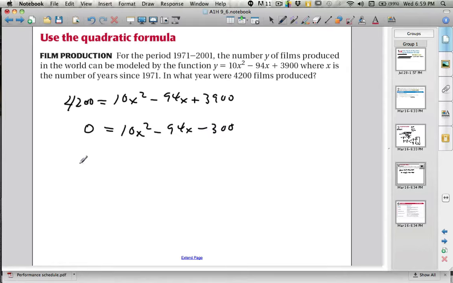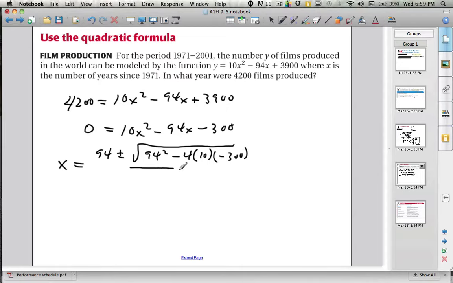It might make sense at this point to go with the quadratic formula. So I'm going to take the opposite of b. The opposite of negative 94 is 94, plus or minus the square root of 94 squared. That's going to be a big number. Minus 4 times a, which is 10, times c, which is negative 300. And this whole thing is over 2 times a, which is 10. So it's all going to be over 20.